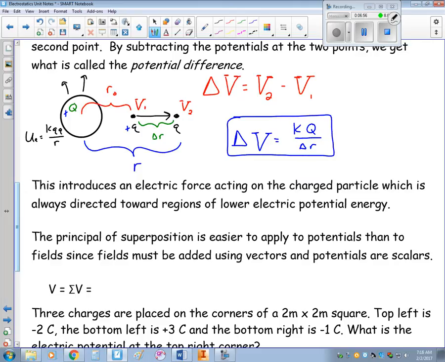And since these are both positively charged, or this is a positive test charge, notice as I get farther and farther away, the electric force in all directions will point away from that capital Q, that big charged object. So that force is pointing in a direction of lower electric potential energy, or lower electric potential.